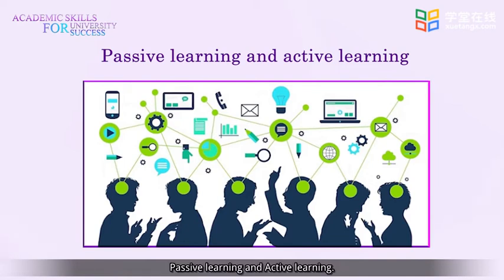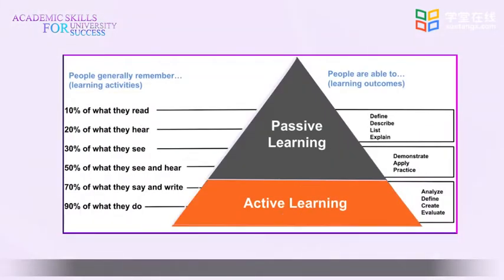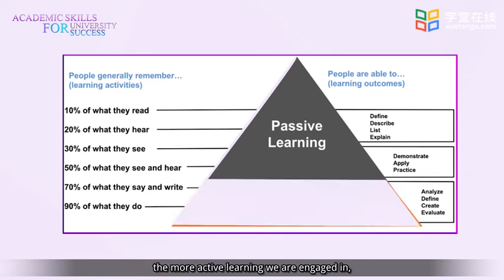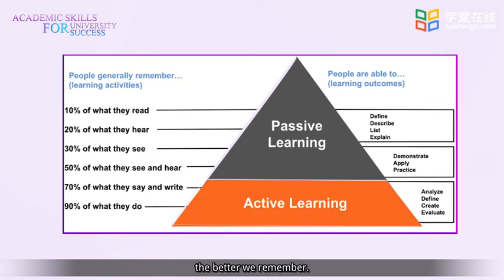Passive learning and active learning. Let's have a look at the pyramid of learning. On the left, we can see the percentage of knowledge retention within 2 weeks. We can remember 10% of what we read, 20% of what we hear, 30% of what we see, 50% of what we see and hear, 70% of what we say and write, 90% of what we do. That is to say, the more active learning we are engaged in, the better we remember.